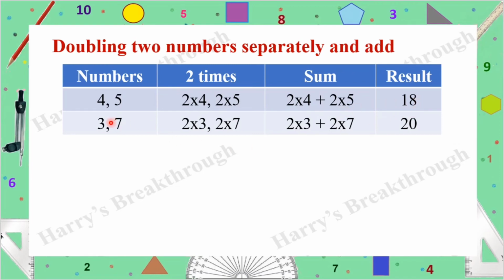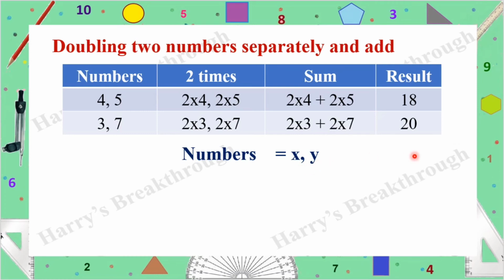Second example, 3 and 7, 2 into 3, 2 into 7. And its sum, 2 into 3 is 6, 2 into 7 is 14. 6 plus 14 is equal to 20. So let's write this in terms of algebra. Let's take the numbers as x and y. Here the numbers are not consecutive numbers, so let's take the second number y. So two numbers are x and y.